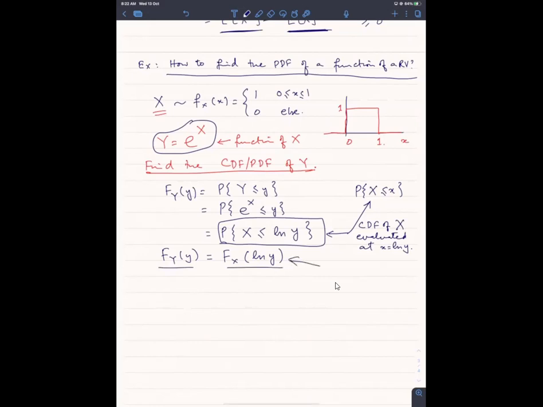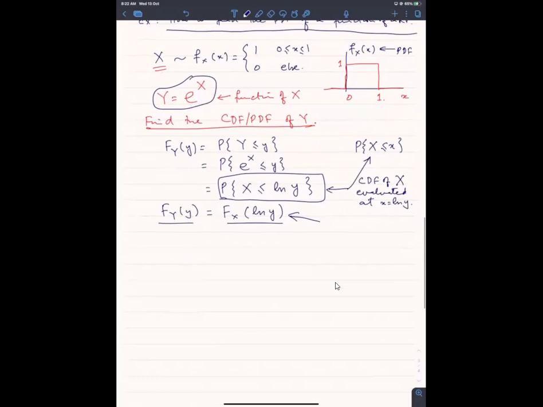We know the CDF of x. In fact, we know the PDF of x here. ये PDF है आपके पास. तो इसमें से CDF easily निकाल सकते हैं. कोई issue नहीं.